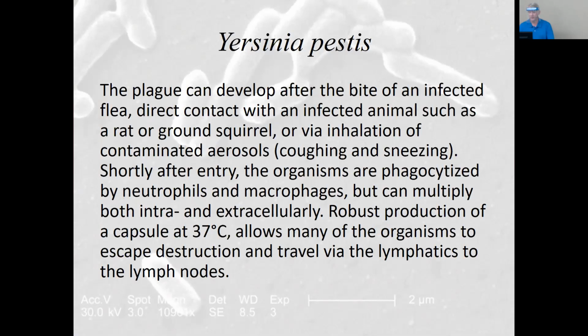It develops after a bite of an infected flea, direct contact with an infected animal, or inhalation of contaminated aerosols. Once it's in, it's phagocytized by the neutrophils, but can multiply inside those neutrophils. Robust production of capsule at 37 degrees allows many organisms to escape into the lymphatics and the lymph nodes.